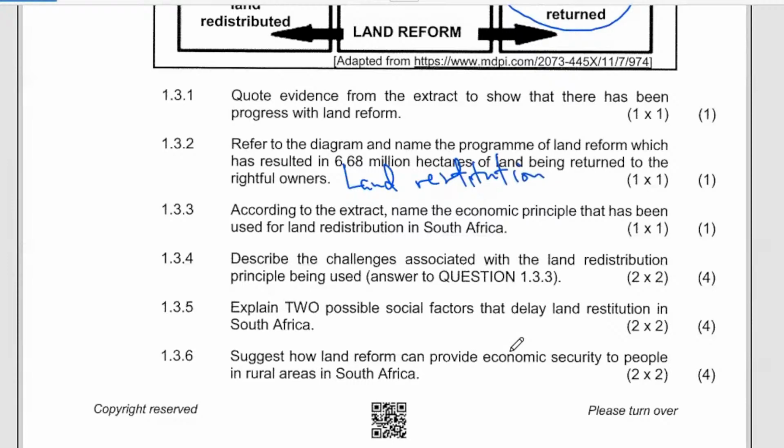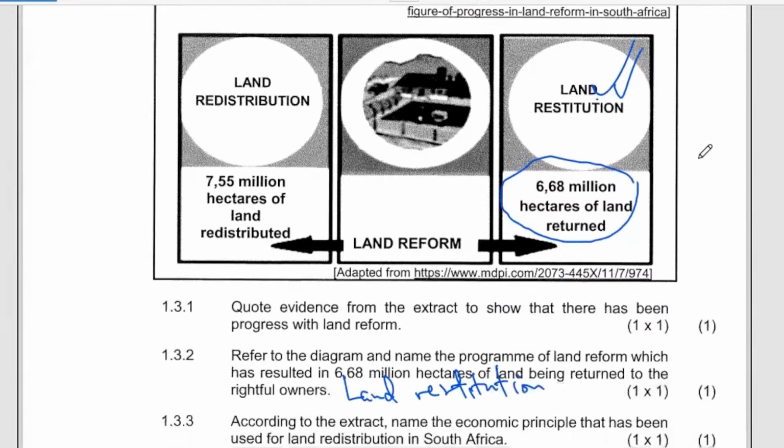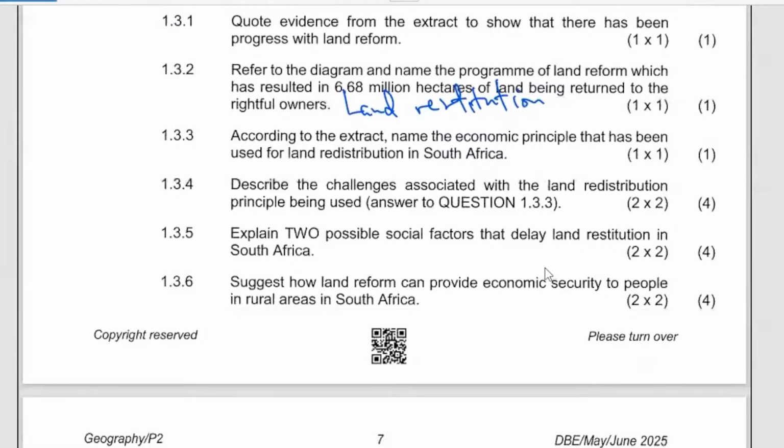According to the extract, name the economic principle that has been used for land redistribution. Right, we go to our extract, we find it says, for the first 10 years of the land reform program, the government applied a market-assisted economic principle of land redistribution. That is the principle that has been applied, market-assisted economic principle.